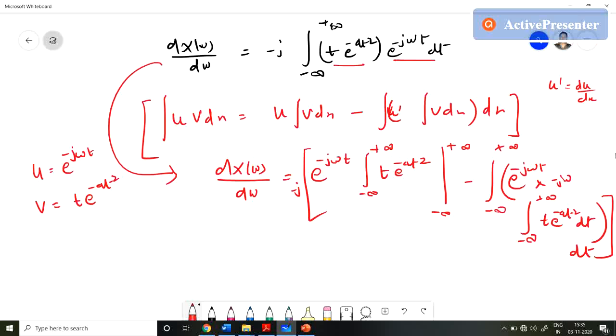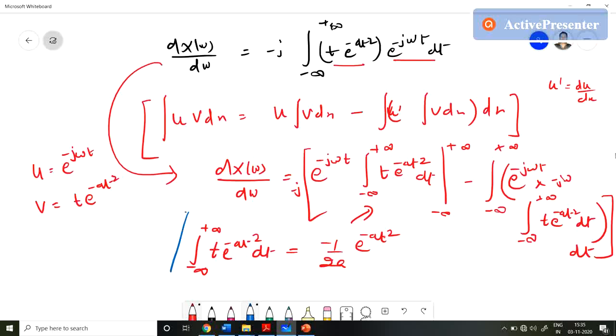Integral. So what is the value of this integral? That is, the integral from minus infinity to plus infinity of t e raised to the power minus a t square dt is equal to minus 1 divided by 2a e raised to the power minus a t square. Please check this relation. So again we have to apply integration by parts, and we will find that the integral from minus infinity to plus infinity of t e raised to the power minus a t square dt is equal to minus 1 divided by 2a e raised to the power minus a t square.